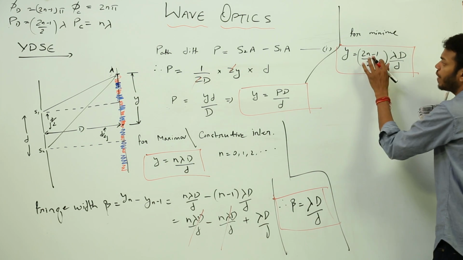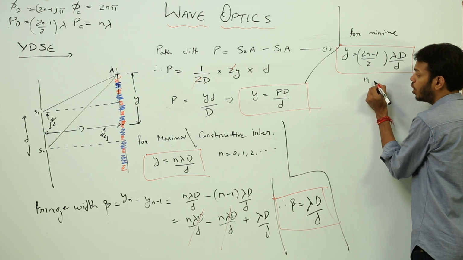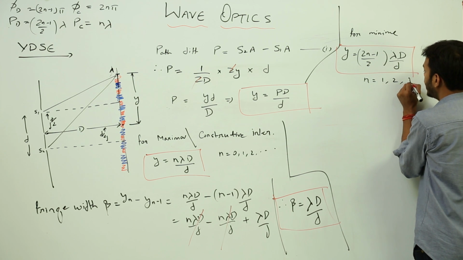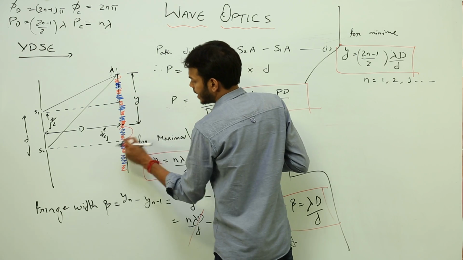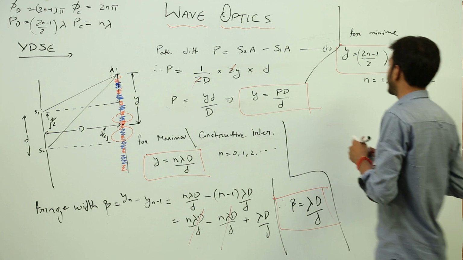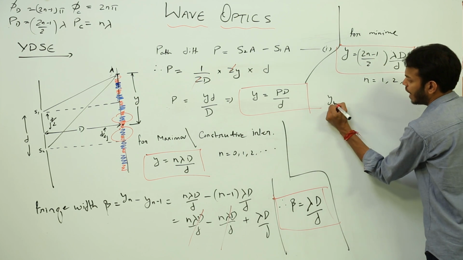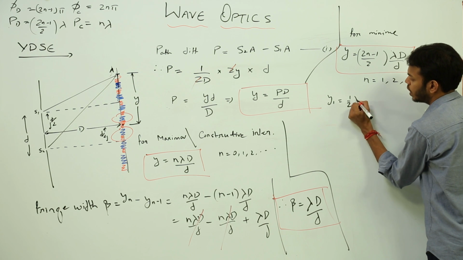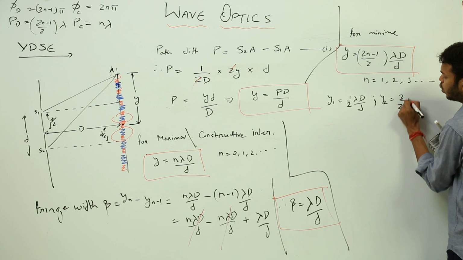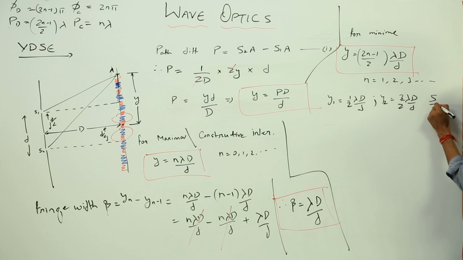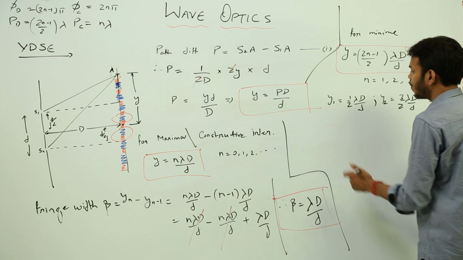Now we know that for dark fringes n did not start from 0, n started from 1 and so on, right? So the first dark fringe will be n equal to 1, 2n minus 1 is 1, 1 by 2, that is y1 will be equal to 1 by 2 lambda D by d. Then second would be 3 by 2 lambda D by d, then 5 by 2 lambda D by d, and so on. So how do we find the expression for fringe width?